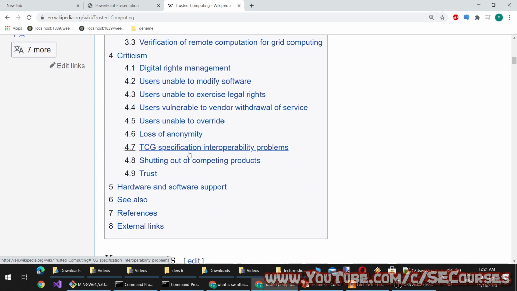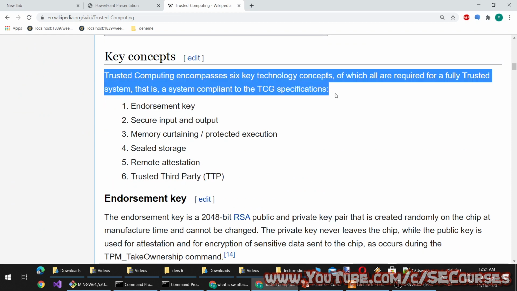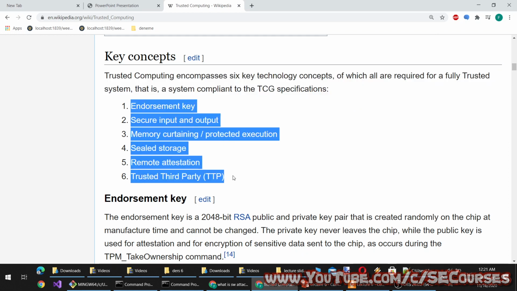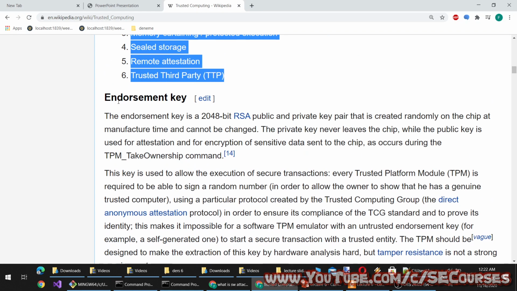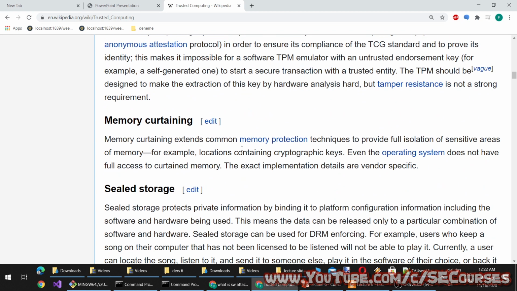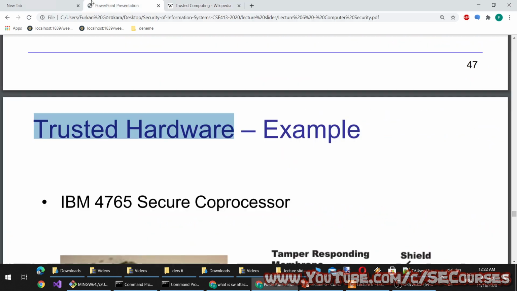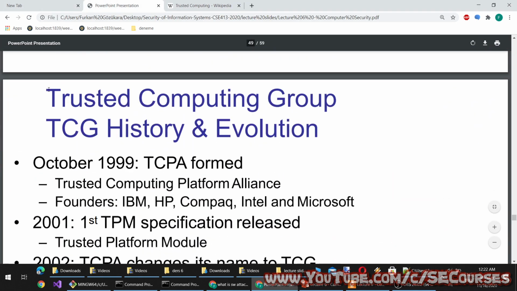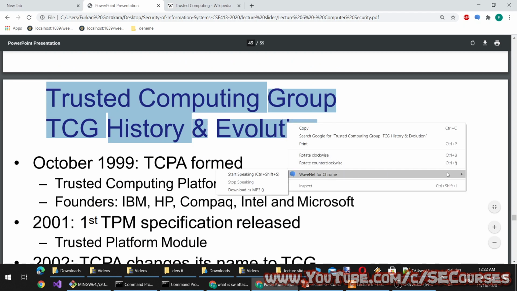Okay, so there are key concepts. Trusted computing encompasses six key technology concepts, of which all are required for a fully trusted system, that is, a system compliant to the TCG specifications: endorsement key, secure input and output, memory curtaining, protected execution, sealed storage, remote attestation, and trusted third party (TTP). Okay, so you see each one of them has different explanations. And let's continue to our slide.